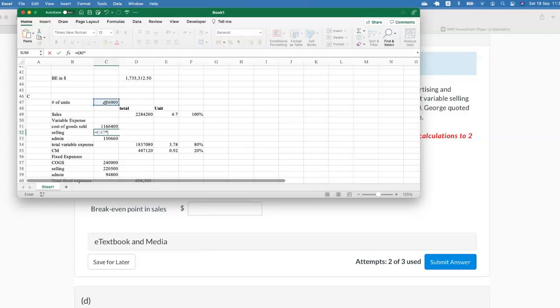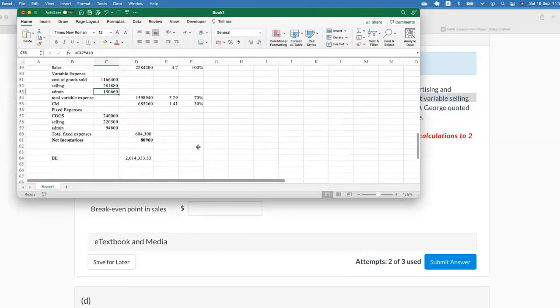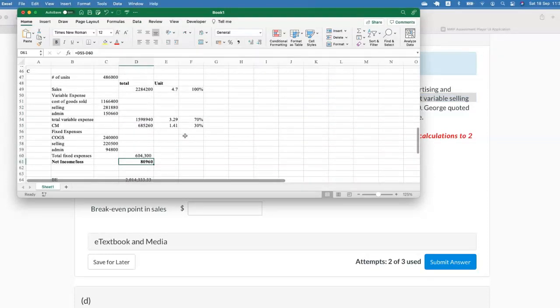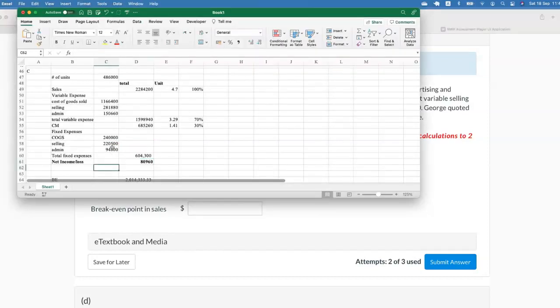You don't need to add 0.49 plus 0.58. You got my point? They just increased it from 0.49 to 0.58. Yes, exactly. Okay, so now you should get some right answers. For the fixed cost, you also have some differences, because you added this 49,000 to the selling.